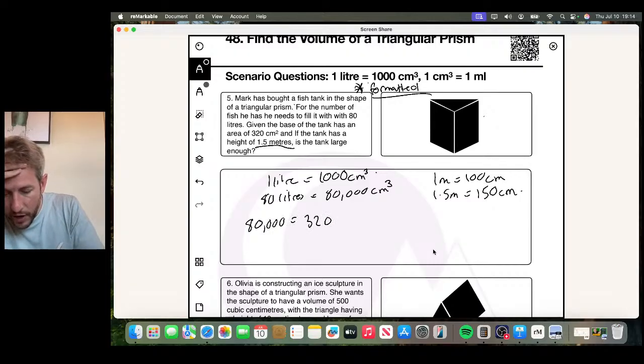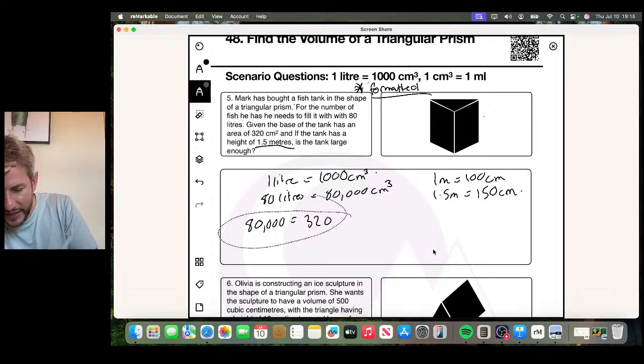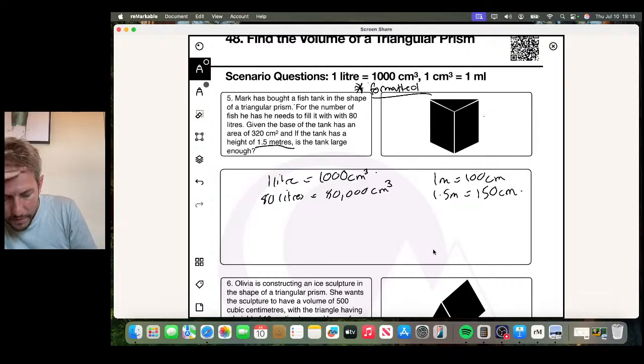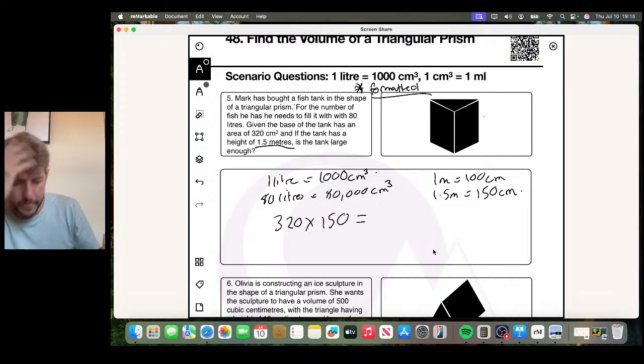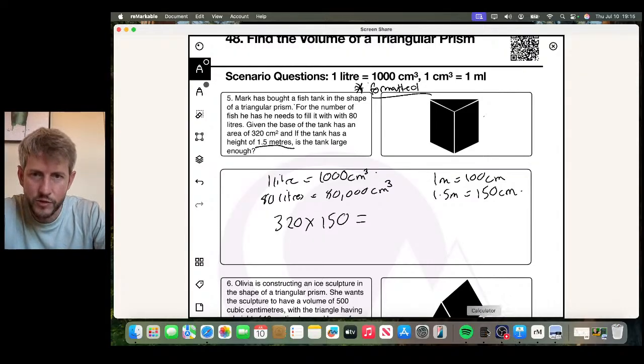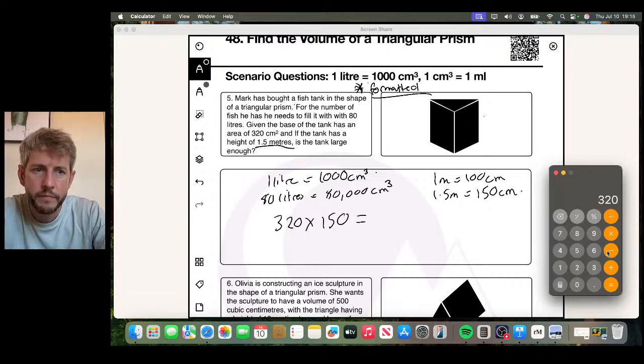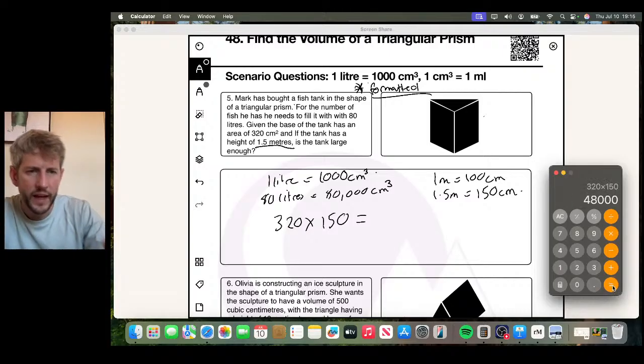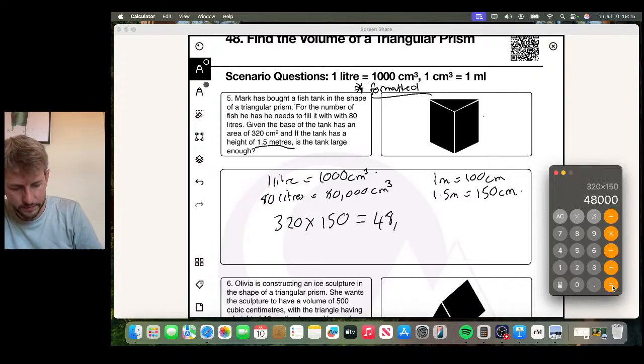So we know that the volume is 80,000 and that equals the base, 320. Well, no, we need to find out. So basically we need to find out the volume, don't we? So the area, 320, times the height, 150, has to equal less than 80,000 for the fish tank to work. Okay, so let's try this. So 320 times 150, and that equals 48,000. So no, not enough space for the fish.